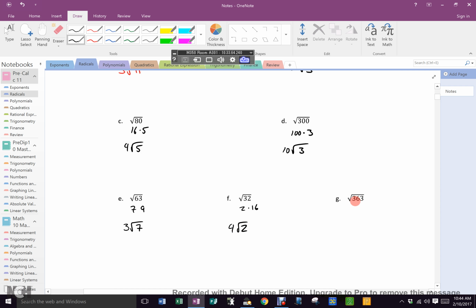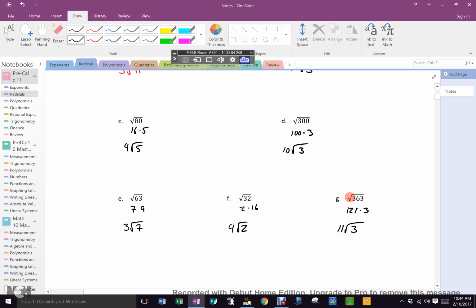It's 121 times 3. Why 121? Because it's got a square root. What is it? 11 root 3. Is everybody good? Does it matter how big we make the numbers? No, you follow the same rules.